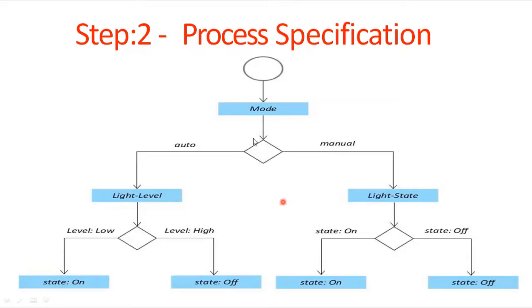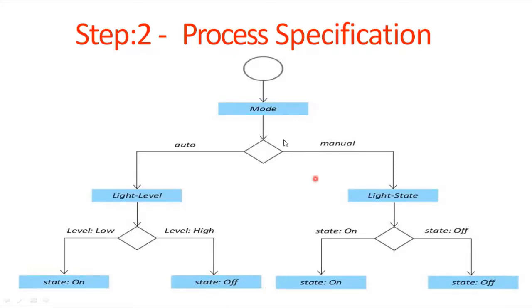When the system is in auto mode, it will identify the light level. If the light level is, for example, dark, then the state is to switch on the light. If the light level is high, that means there is a light of more intensity, then you represent that value as switch off the light.